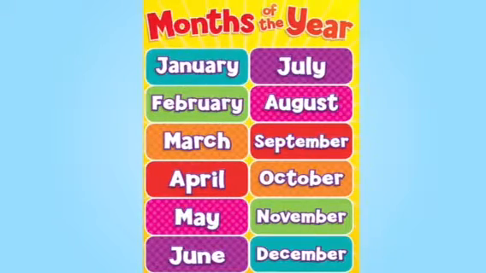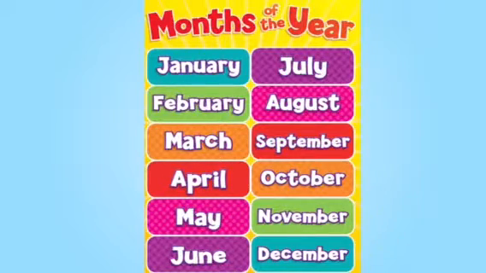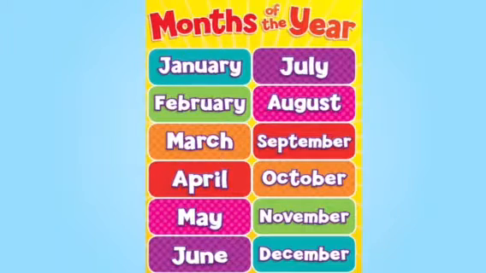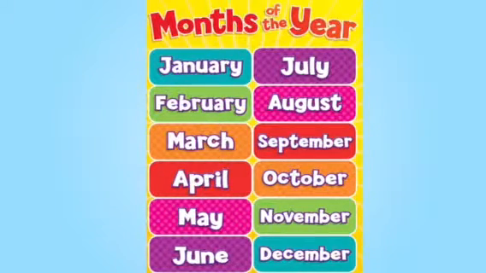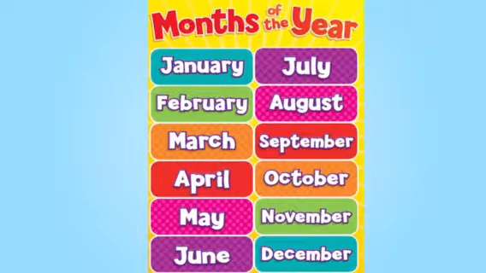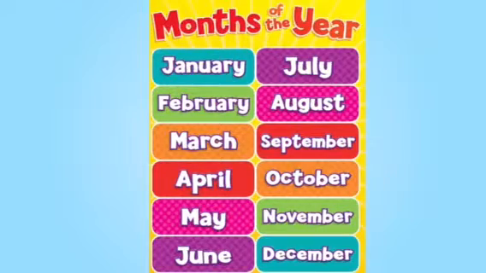January, February, March, April, May, June, July, August, September, October, November, December. Again, January, February, March, April, May, June, July, August, September, October, November, December. These are the months of the year.